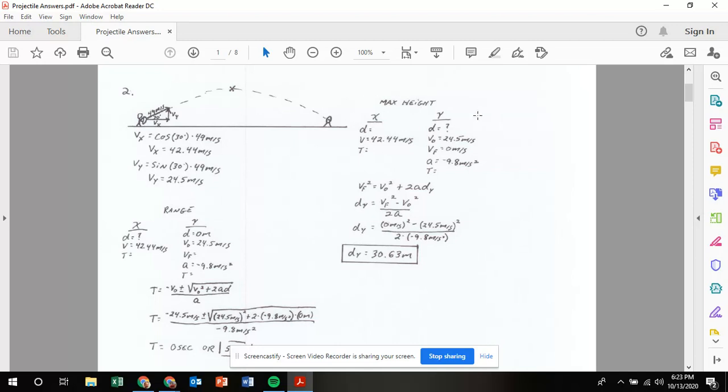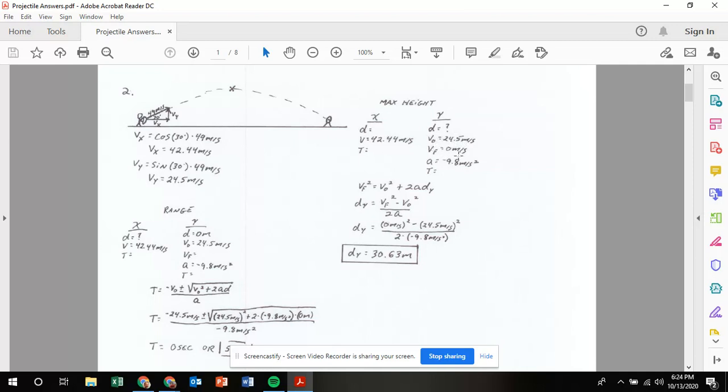If we solve for maximum height first, we do have to do these two things separately because maximum height is one location in the path and the range position, or when it hits the target, is a different location, so we will have to do two different problems here. If we do max height first, the x velocity is 42.44. We solve that over here on the left.